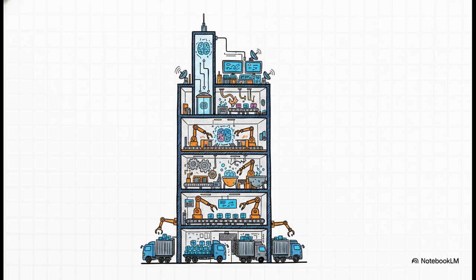See, data ingestion, that's the loading dock, where all the materials arrive. The feature engineering layer, that's where you process those raw materials. The model training environment is the workshop where the real machinery gets built. And the model serving layer, that's the super fast elevator, delivering the finished product to exactly the right floor.